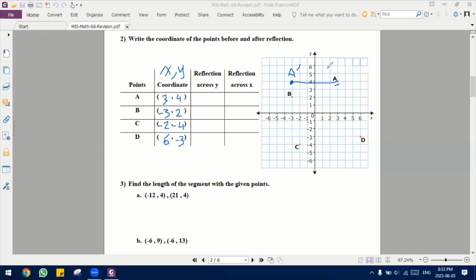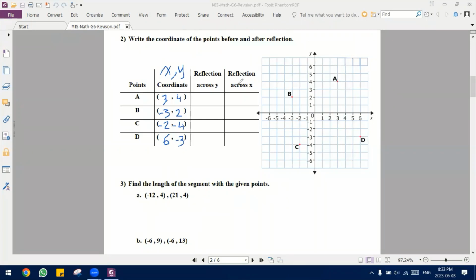So let's check. Do we have any change in the y value? This point has the y value of 4. This point also has a y value of 4. So when I do reflection on the y-axis, the y value doesn't change. Then what does change? The x value was 3. Now after reflection on the y-axis, the x value becomes minus 3. So what do we conclude? We conclude that when I do reflection on the y-axis, the x value has to be changed. So we change the sign of it.